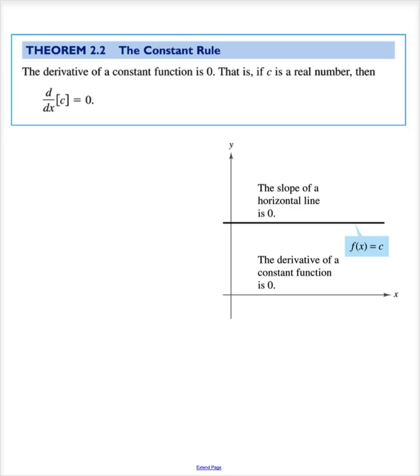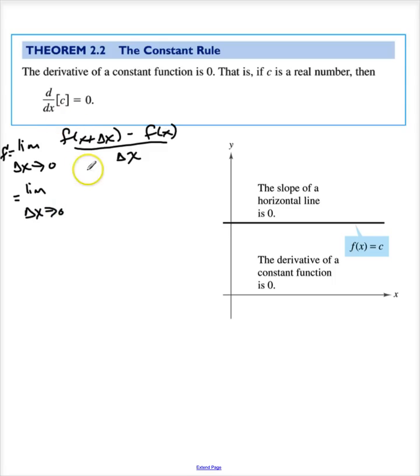Let's look at using the definition to find this. All right, this is the limit as delta x approaches 0 of f of x plus delta x minus f of x divided by delta x. All right, so this is f prime. So this is equal to the limit as delta x approaches 0.